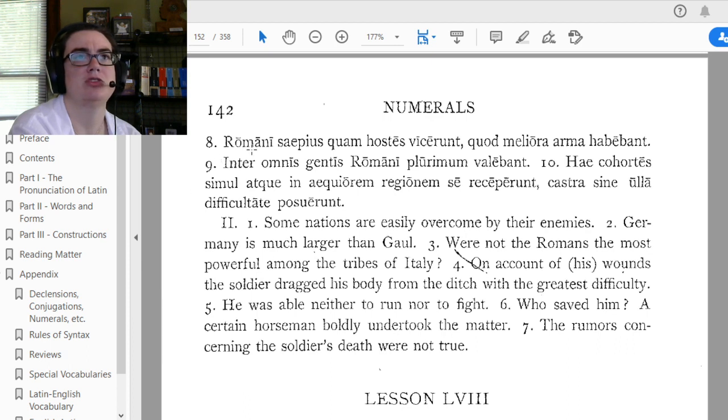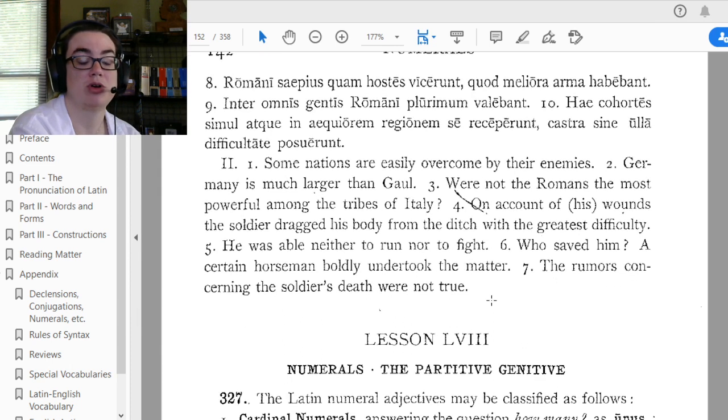Oh, number 8. Let's do that. Romani saepius quam hostes vicerunt quod meliora arma habebant. The Romans more often conquered than the enemy because they had better arms. So the comparative adverb here is used with quam to set up the comparison, so we still use that. Quam plus superlative adverb would still be as blank as possible.